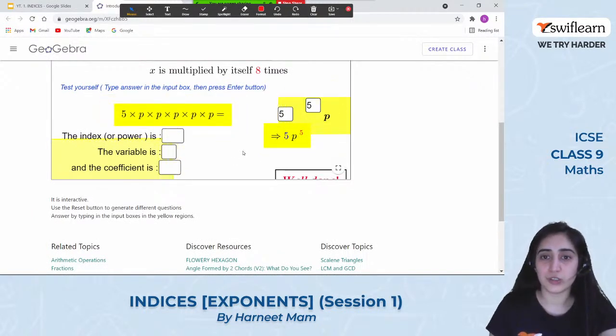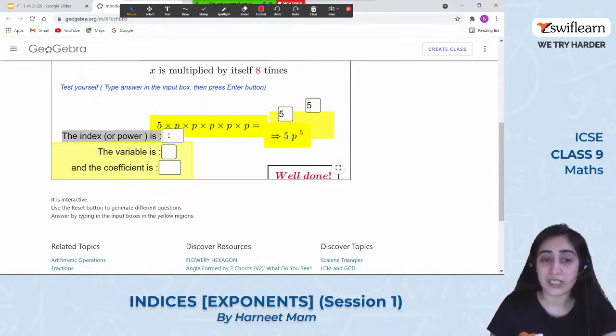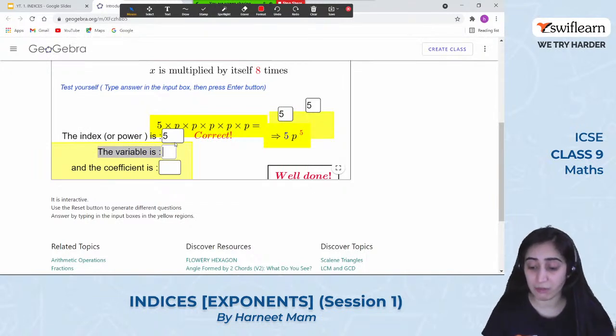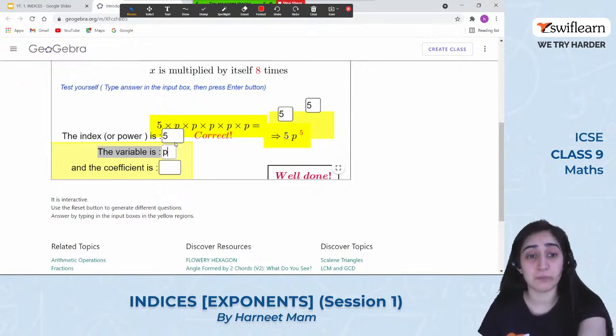All right. So moving on to the next one, it says, what is the index or the power? Power is 5. And what's the variable here? Variable कौन सा है? Variable जो है जिसकी proper term नहीं है. So anyone who can tell me what's the variable here? Yes, you are right. The variable is p.